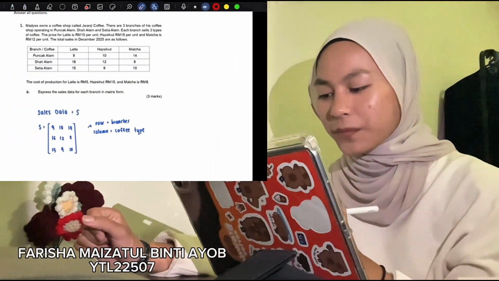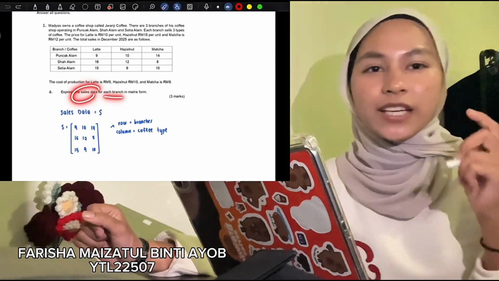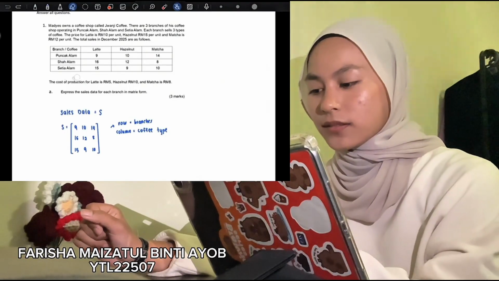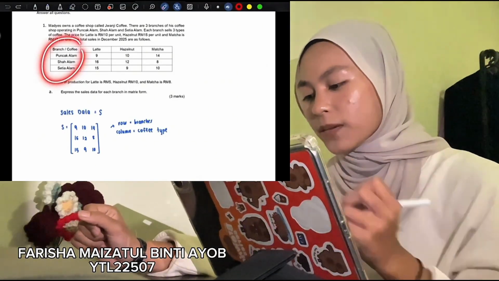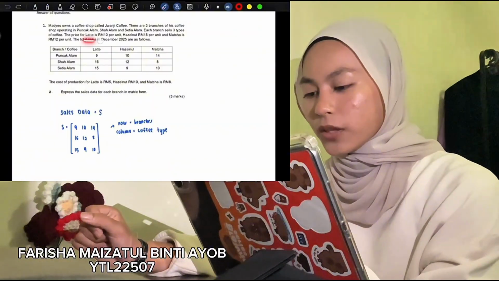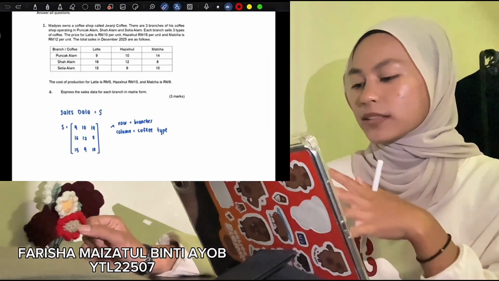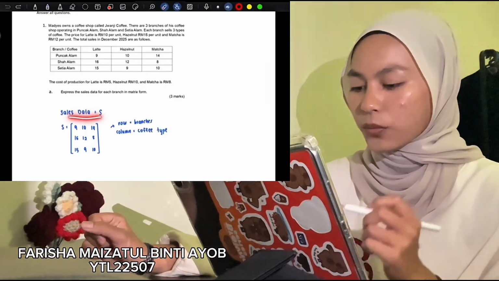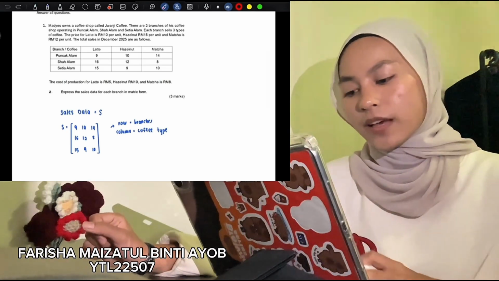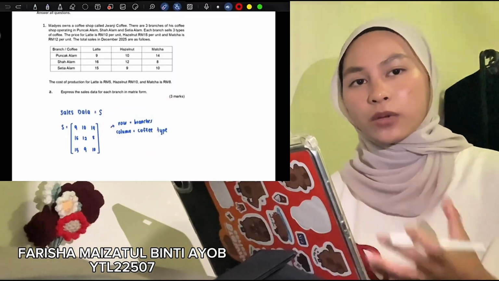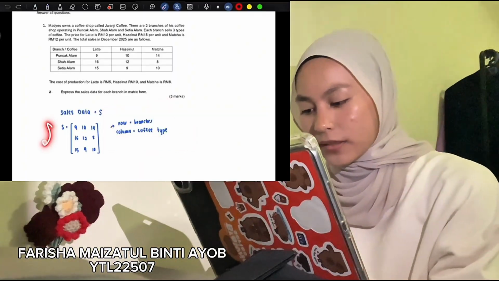Hi everyone, I will explain question 1A, B and C. For question A, we need to express the sales data for each branch in matrix form. The question already gave us the branches, which are Puncak Alam, Shah Alam and City Alam, and the types of coffee, which are latte, hazelnut and matcha. Let this data equal S, and we represent the branches as the rows and the coffee types as the columns, then put the values into the matrix form like this.